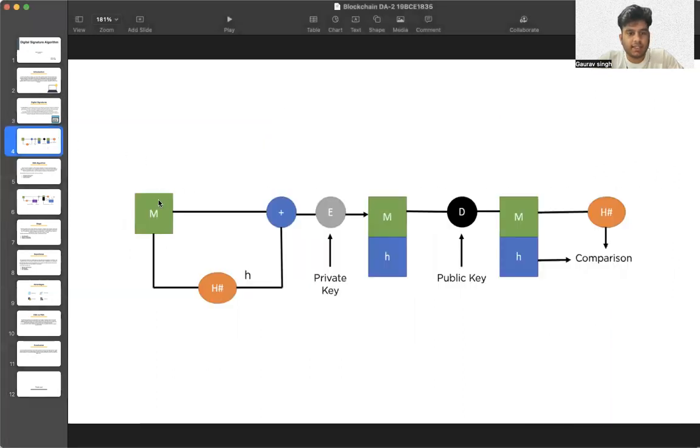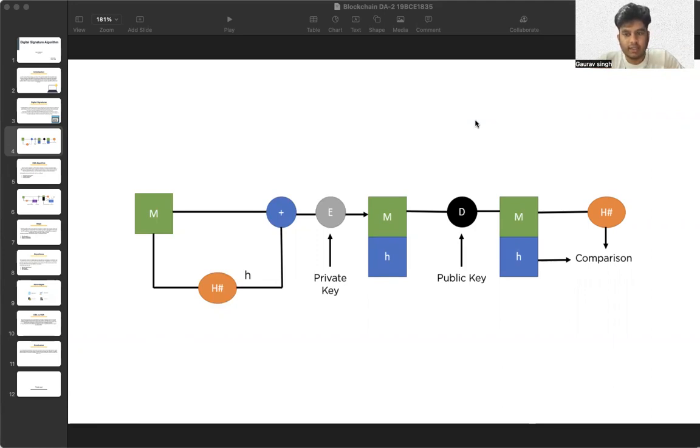So coming to the diagram, I'll explain this. Here the capital M signifies the plain text. Capital H is the hash function. The small h is the hash digest. The plus bundles both plain text and digest. The capital E is encryption. The capital D is for decryption. What this diagram shows is the entire process from signing of the key to its verification.